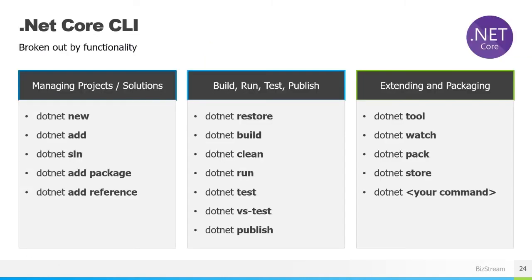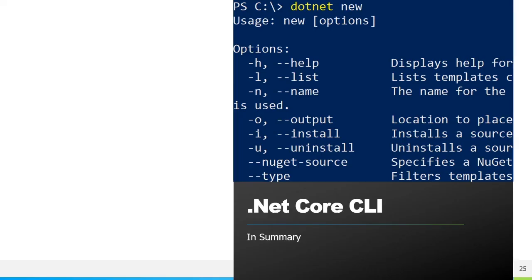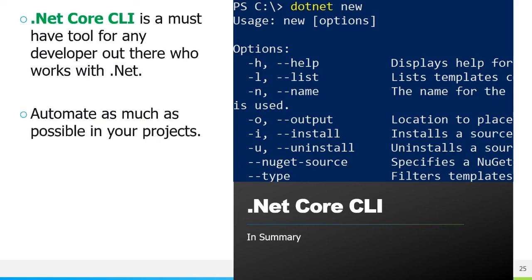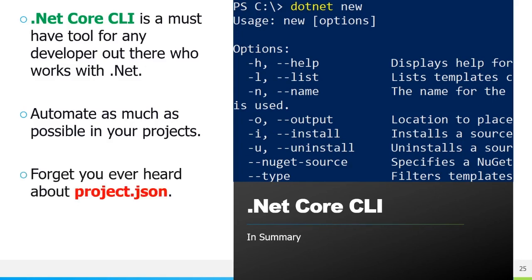So there you have it. Those are the 3 main containers of what you can do with .NET Core CLI. We can manage projects and solutions, as you've seen. We can build, test, run, and publish. And then we can extend and do some other fun things with making your own commands. So in summary, .NET Core CLI basically is a must if you're a .NET developer these days, especially if you're in DevOps. I would automate as much as possible with your projects if you can. And forget you ever heard about project.json. Just forget it, okay?